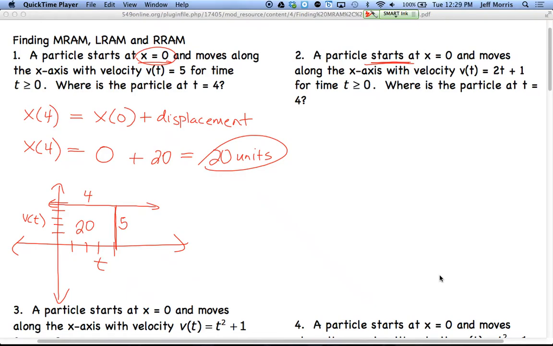Okay, number 2. A particle starts at x equals 0 and moves along the x-axis with v of t equal to 2t plus 1 for time t greater than or equal to 0. Where's the particle at t equals 4? So again, we want to find x of 4.